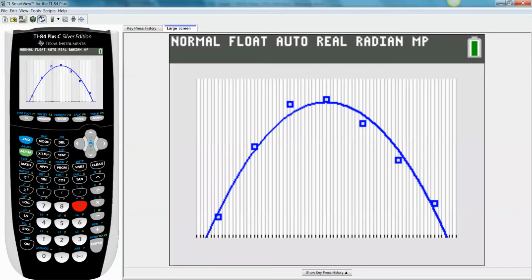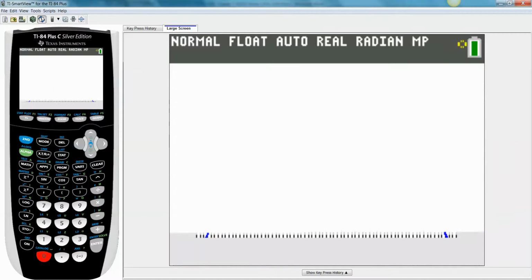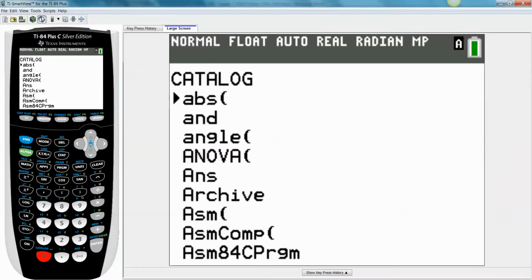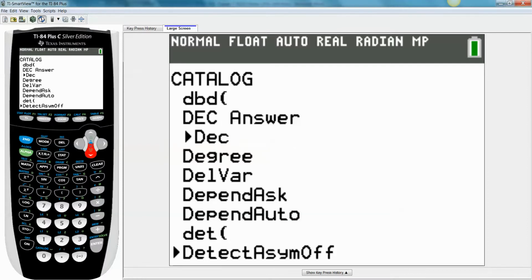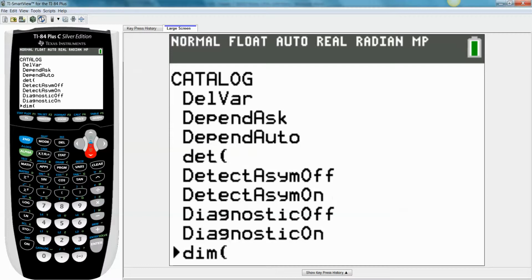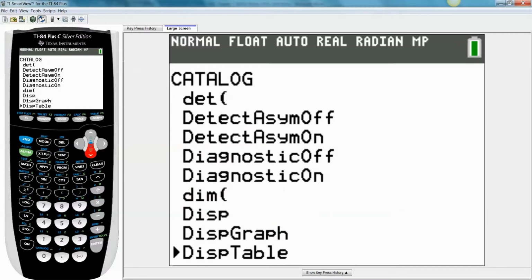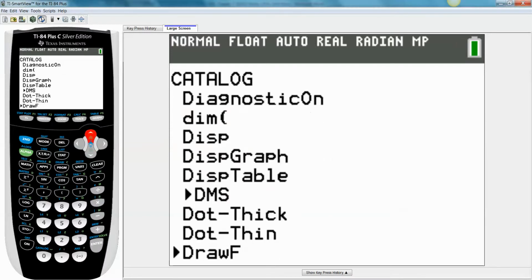So you have to turn on, and let me find it. You hit second catalog. It's above your 0. And you want to scroll down. Actually, if you hit alpha D, you might have to do it again. Alpha D, it'll put you in the D's, and you want to go to diagnostic on. So use your arrow key and keep going until you find diagnostic on. You'll only have to do this one time. You will never do this again. This is a one-time only deal.